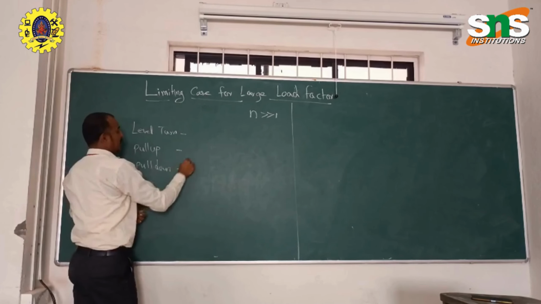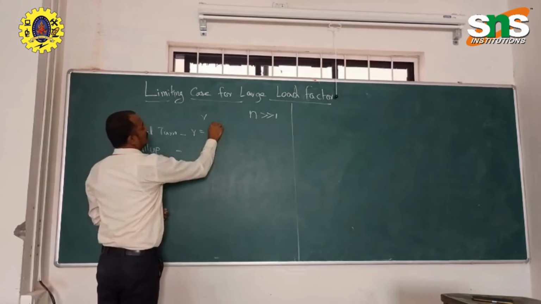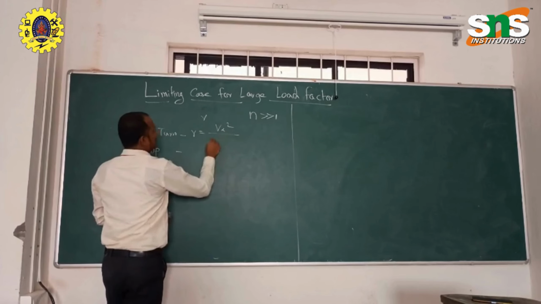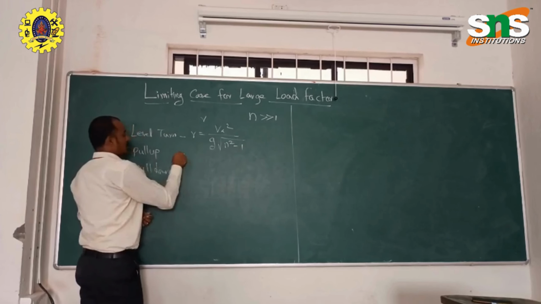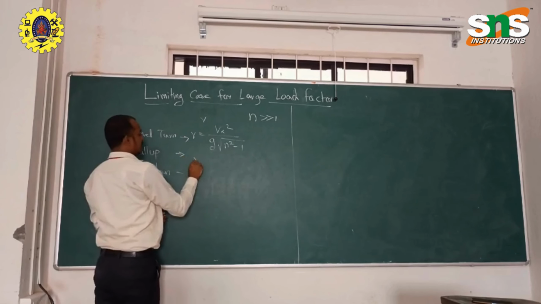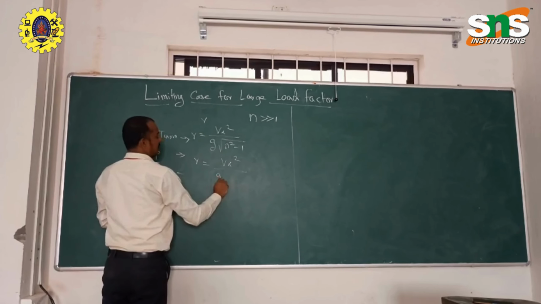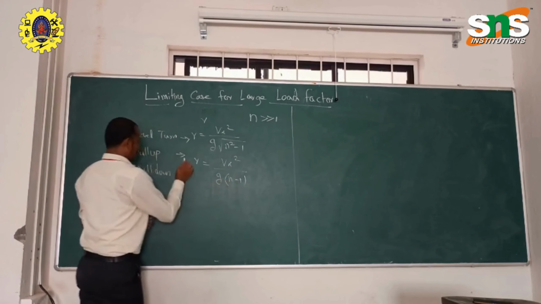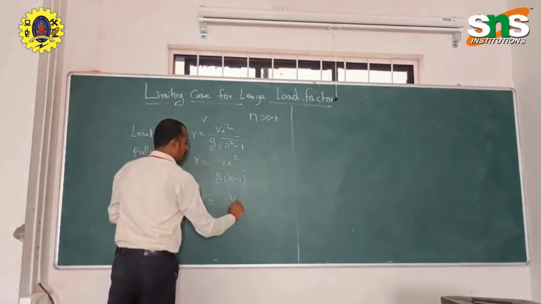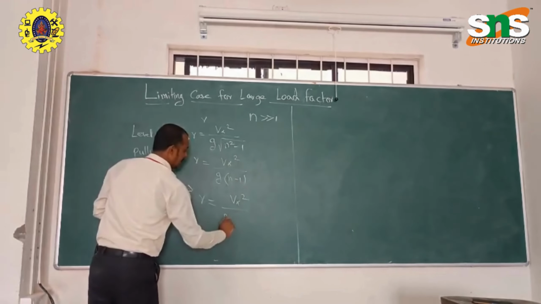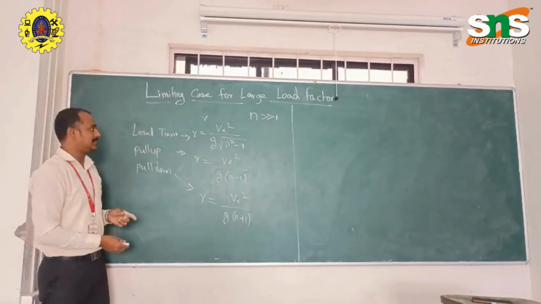So here the turn radius R will be V infinity square divided by g root of n square minus 1. For the pull-up condition, turn radius R equals V infinity square divided by g(n minus 1). For the pull-down case, turn radius R equals V infinity square divided by g(n plus 1). So these are the things we derived in the last class.